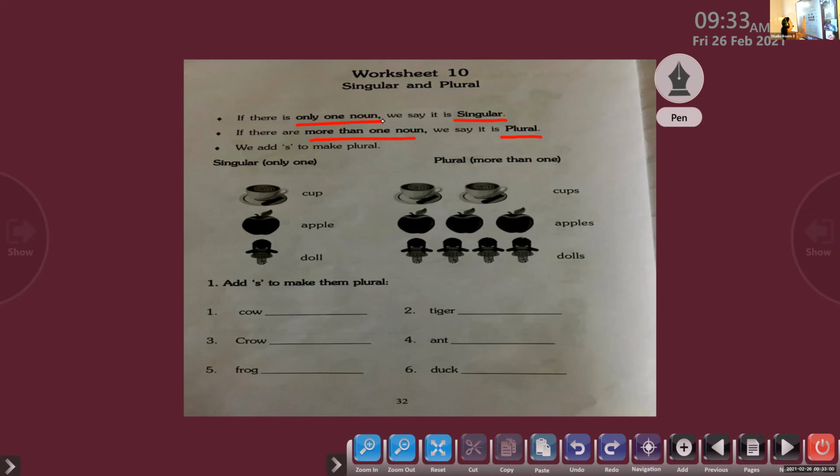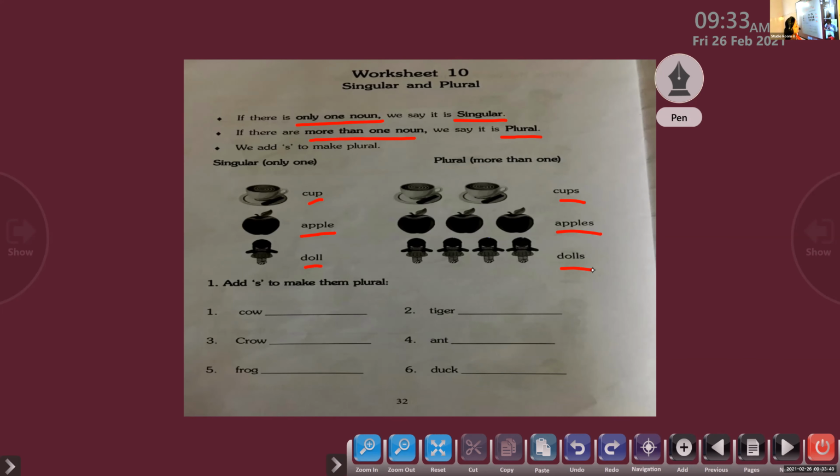Plural. Cup, cups. Apple, apples. Doll, dolls. Okay? Now, what all can we add to the singular nouns to make them plural? Who can give me that answer? Yes, Parvati, unmute and try. S and ES. Fantastic. Well done. We can add S and we can add ES to make the plural. Okay, good effort.